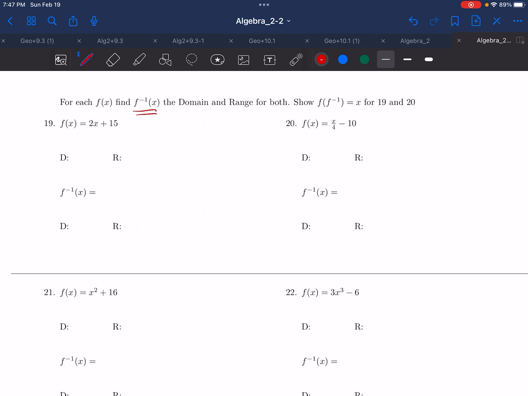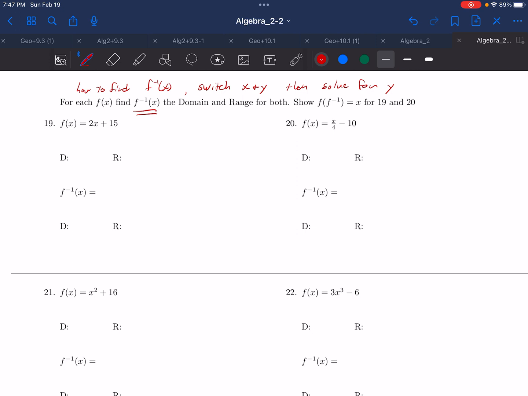Now, how to find f inverse of x. Switch x and y, then solve for y. That's it. So it's pretty easy, really.